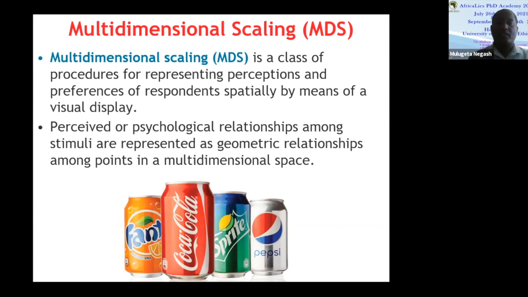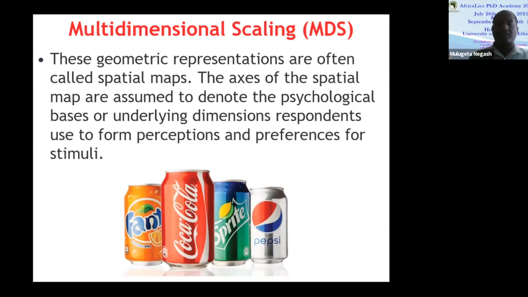So, a very simple definition of multidimensional scaling: it is a class of procedures for representing perceptions and preferences of respondents, especially by means of a visual display. When we say multidimensional scaling, the product is represented in the minds of the customers, and the perceptual understanding of customers can be depicted in a two or three dimensional picture. This perceived or psychological relationship among the stimuli, products, services, or innovations is represented as a geometric relationship among points in a multidimensional space. These geometric representations are often called spatial maps, and the axes of the spatial maps are assumed to denote the psychological basis or underlying dimensions respondents use to form a perception and preference for stimuli.